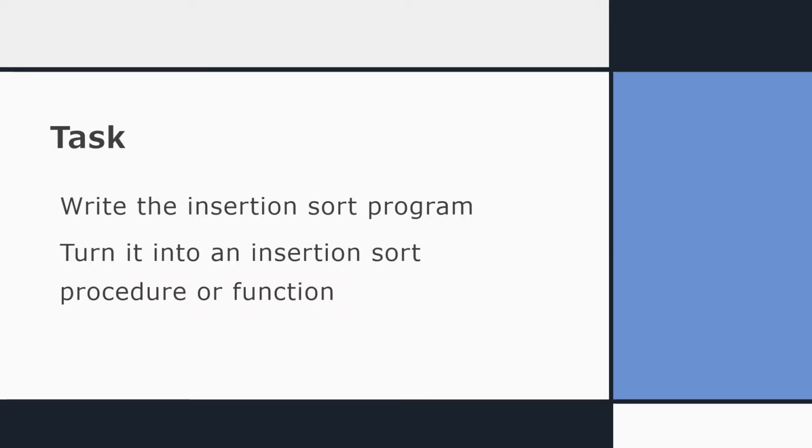So if you haven't done that already, this is the next task. Write the program that I've just described, and when you've got that working, try to turn it into an insertion sort procedure or function. We talked last couple of lessons ago about the difference between sort procedures and sort functions. So have a go at making it into a procedure or function. The lesson will continue, so pause, do this task, and then come back to the lesson.